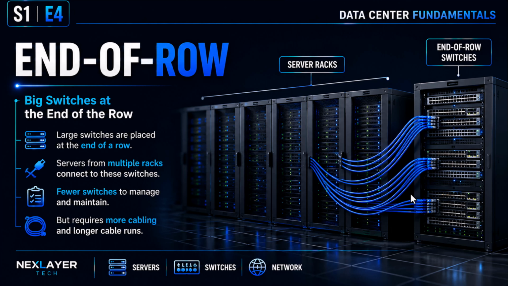In the end-of-row model, large switches are placed at the end of a row of server racks. Servers from multiple racks connect back to these centralized switches. The main advantage is fewer switches to manage, but the downside is more cabling because many cables must run from server racks to the end-of-row network rack.